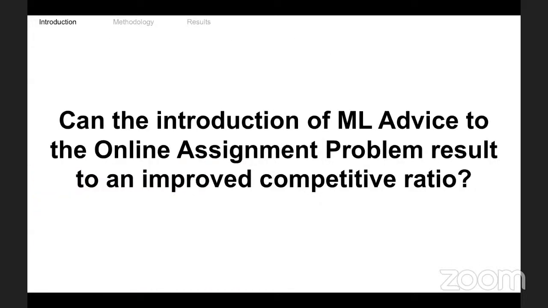Now that we know the concepts involved for this research, we now ask the question, can the introduction of ML advice to the online assignment problem result in an improved competitive ratio?